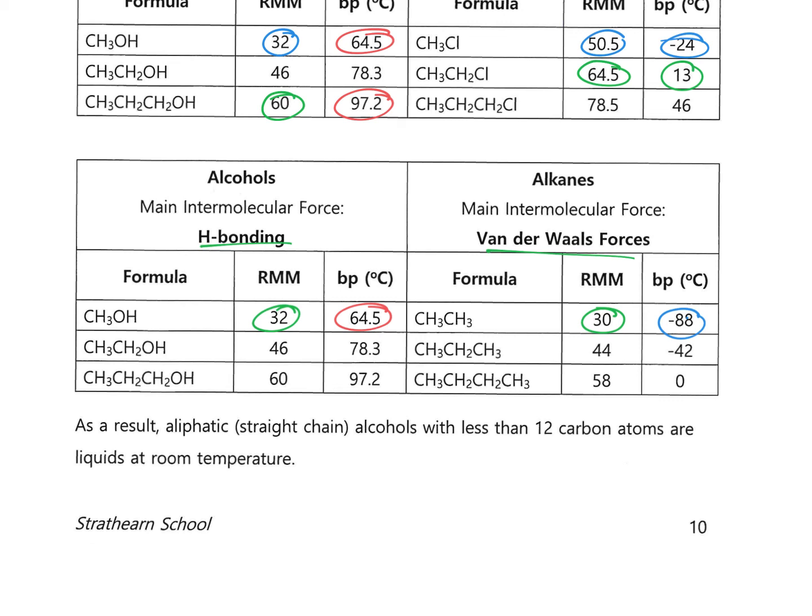You obviously don't need to know specific boiling points, but just be able to explain in an exam why methanol has a higher boiling point than ethane, for example. And it's all to do with the type of intermolecular force and therefore how much energy you have to put in. So as a result, aliphatic straight chain alcohols with less than 12 carbon atoms are liquids at room temperature. Where a lot of our other organic molecules, maybe the first 4, 5 or 6, are gases at room temperature, alcohols are liquids at room temperature if they have less than 12 carbon atoms. After that, they would be solids at room temperature.